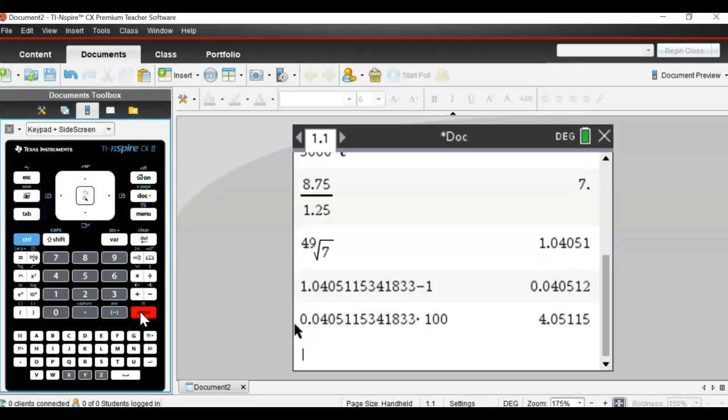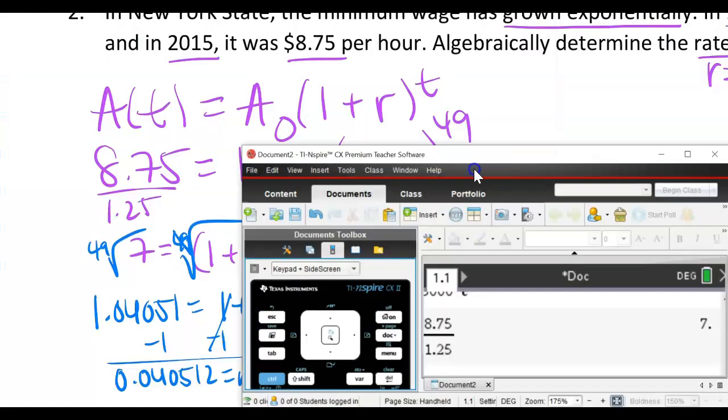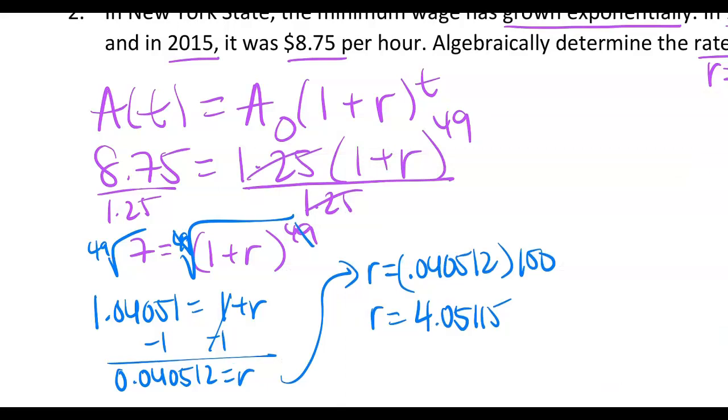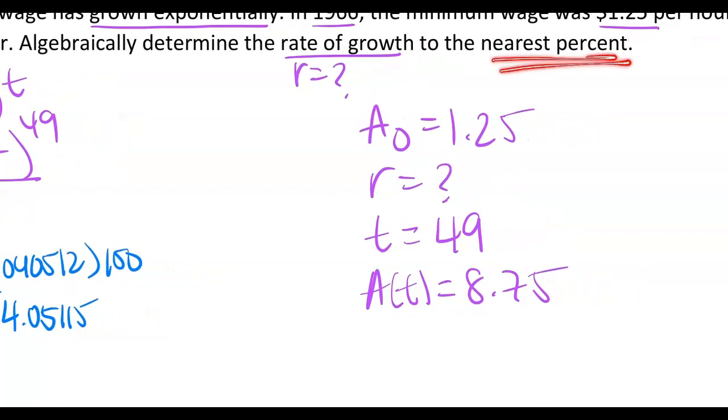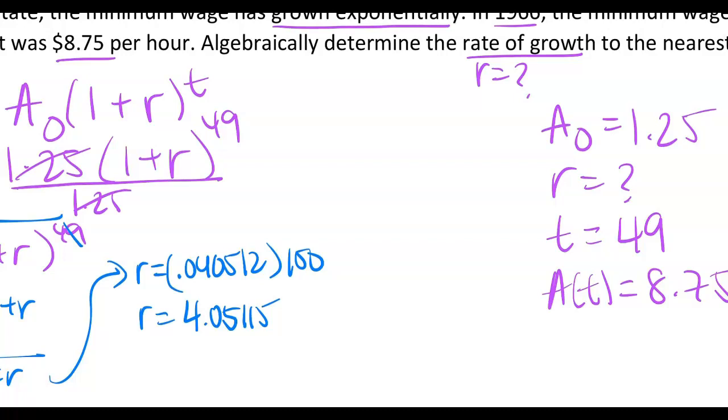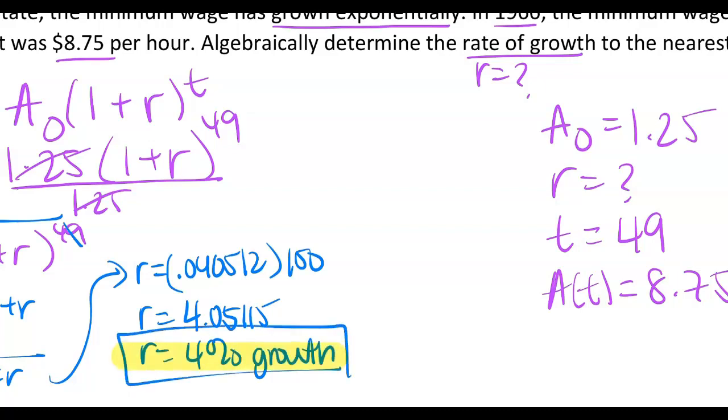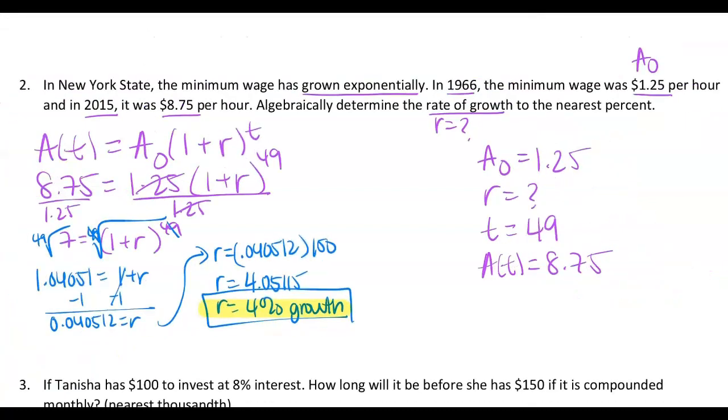I always tell my pre-cal students, all of my students, wait until the end of the problem before you round. Do not do it in the middle of the problem. You're going to definitely want to adhere to that when you get into pre-cal. So over here, my rate is 4.0511. If I look at the directions, it specifically says to the nearest percent. So the nearest percent is like the nearest whole number. So my rate here is 4%, and this is 4% growth. That's my answer. Remember, this will help you so much when you get into pre-cal. Wait until the end of the problem before you round.